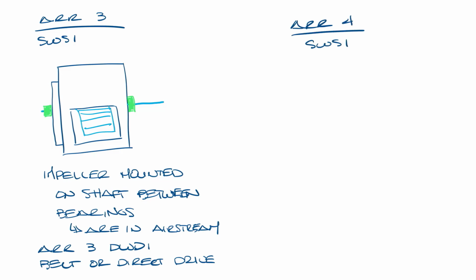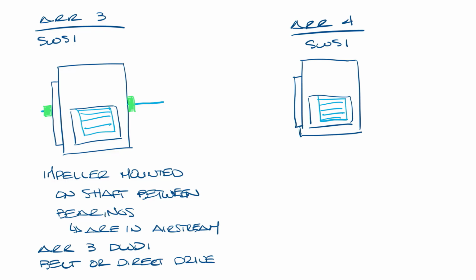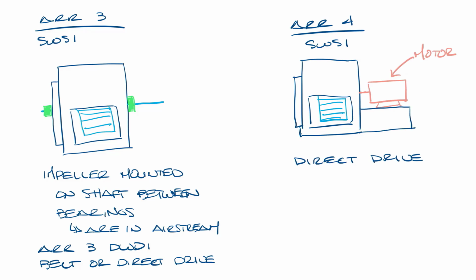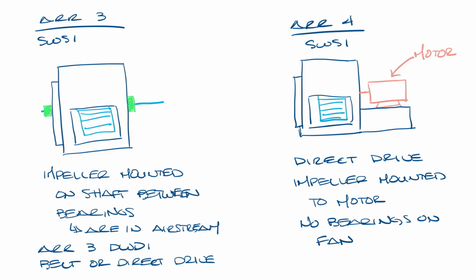Next is arrangement 4. Arrangement 4 is for SWSI direct drive fans, and it's probably one of the more common direct drive fan arrangements. It looks like this. The fan wheel is overhung and mounted directly on the motor shaft with the motor mounted to a motor base. This eliminates the shaft and bearings, reducing maintenance and providing the most compact layout.